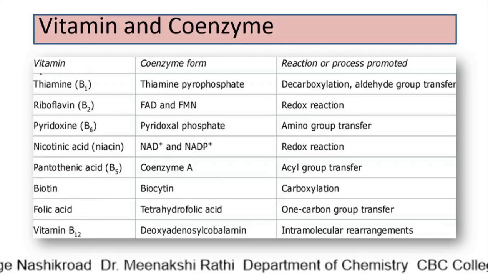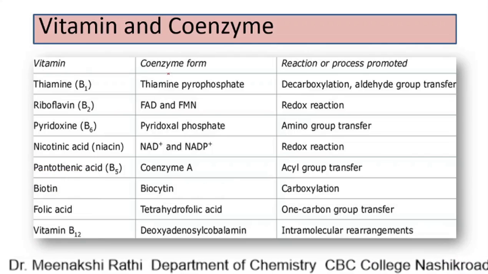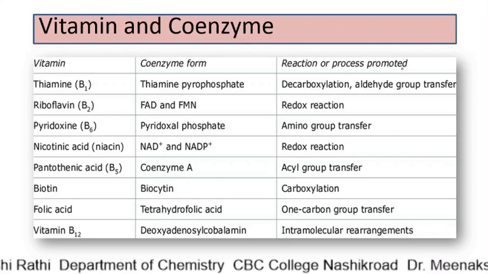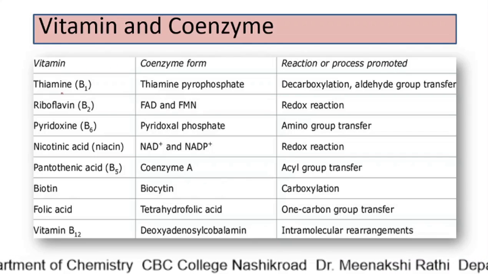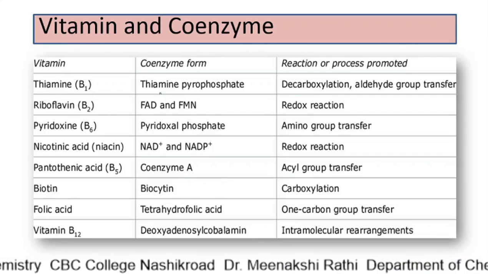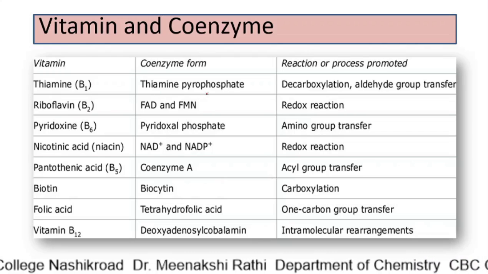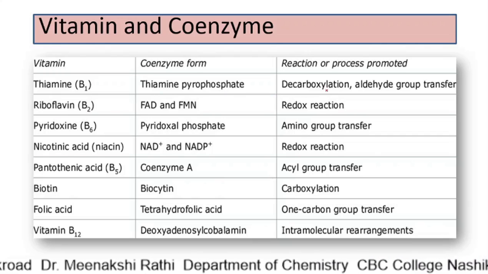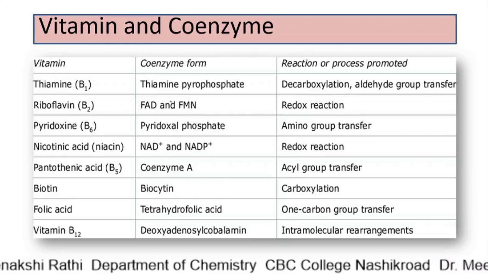Now, here in this column all the vitamins are there. These are the coenzyme forms and the reactions or processes promoted by these coenzymes. So the first vitamin is thiamine, which is also called B1. Its coenzyme is TPP, thiamine pyrophosphate, and it takes part in the decarboxylation reaction and aldehyde group transfer reaction.